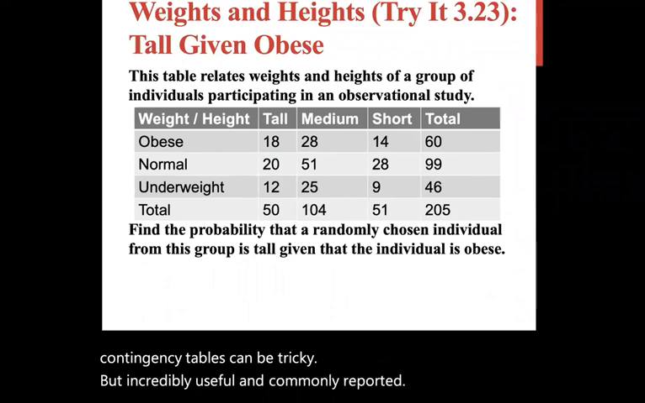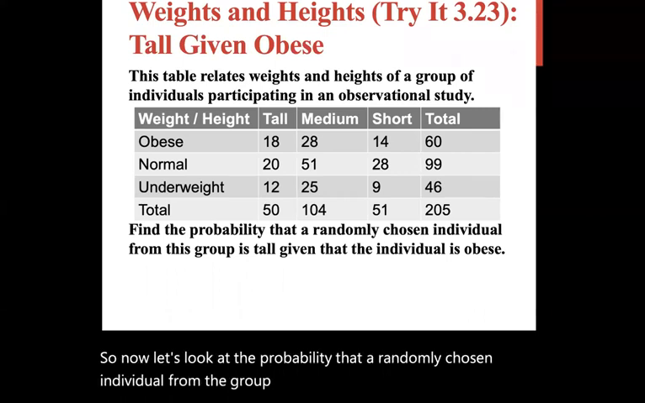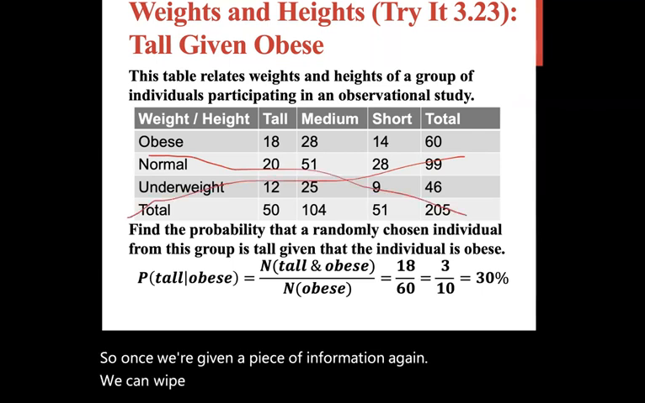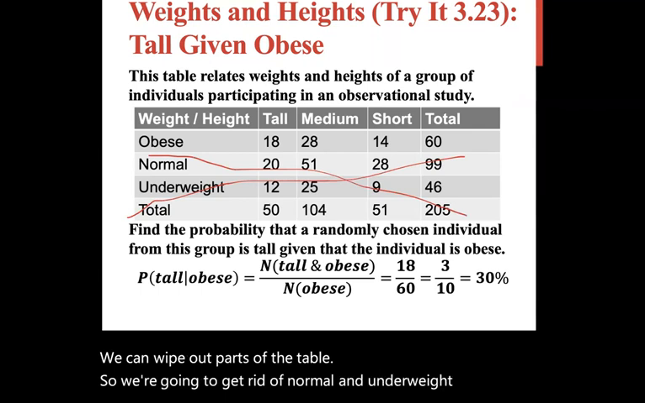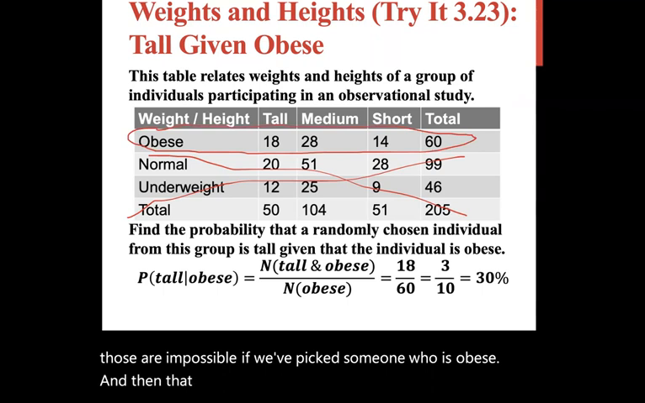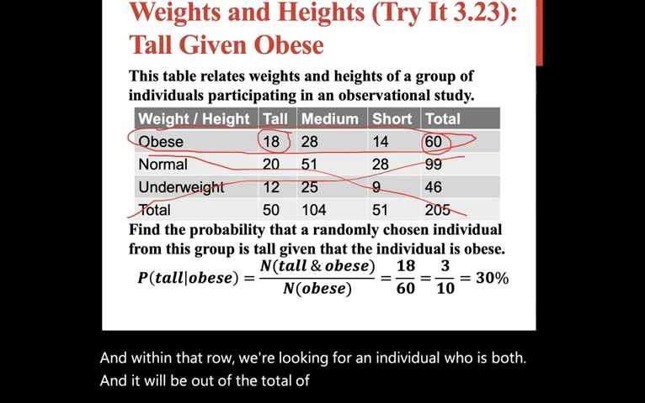So now let's look at the probability that a randomly chosen individual from the group is tall, given that the individual is obese. So once we're given a piece of information, again, we can wipe out parts of the table. So we're going to get rid of normal and underweight because those are impossible if we've picked someone who is obese. And then that leaves us with just this one row. And within that row, we're looking for an individual who is both. And it'll be out of the total of that group only.